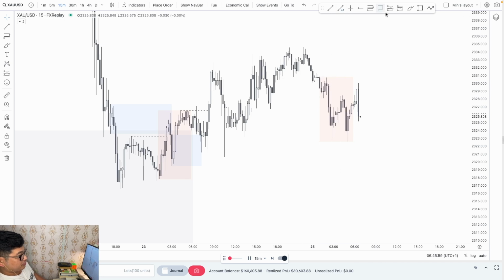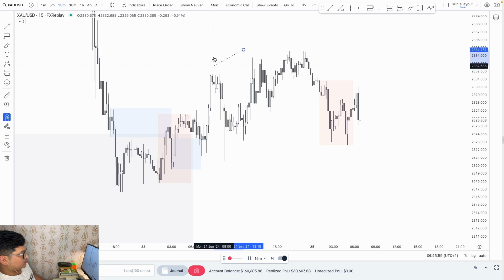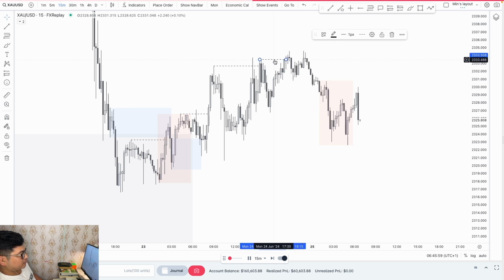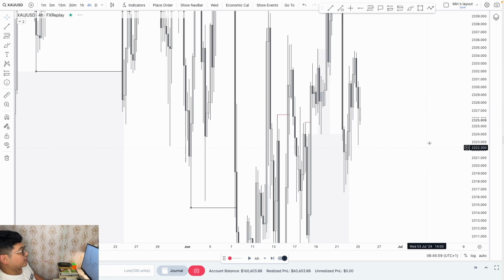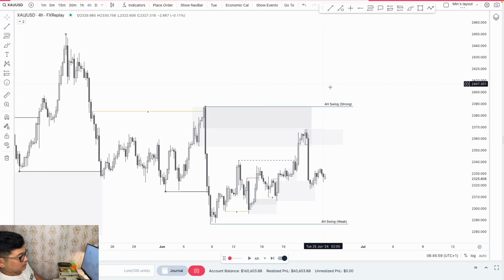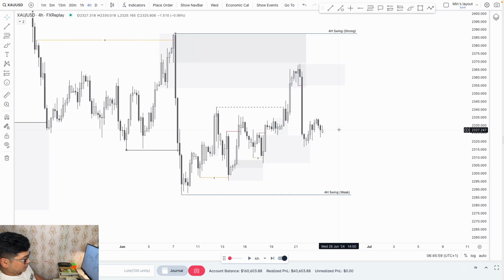So eventually, let's see how it goes. That's the IOS. Let's see. That one. So yeah, I'm M15 shifted bearish. So I'm looking for a short. Let's see how H4 is reacting at the moment. All right. Okay, H4 has some sort of demand there.